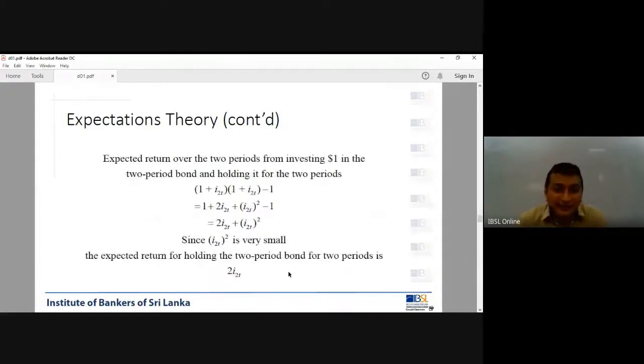And what we are looking at here is the expected return over the 2 periods from investing $1 in the 2-period bond and holding it for its lifetime. You don't sell, because I said when you try to sell, you are exposed to market risk. So you are basically holding it, a 2-period bond held for the 2 periods. So the return is nothing but 1 plus I2T, that's for the first period, times 1 plus I2T, that is also the 2-period bond for the next period, because you are holding it for both periods. That means 2 years means 2 periods. If it is 3 years, that should be 3 periods. And minus 1.